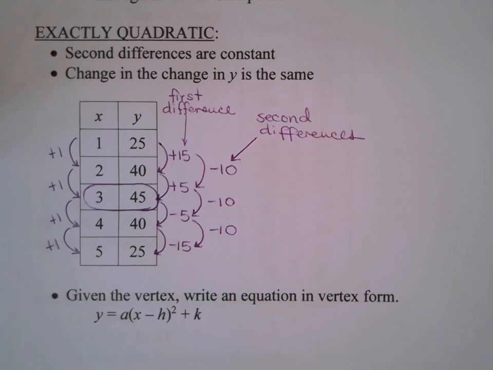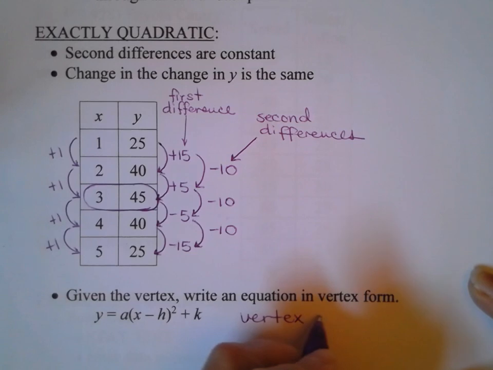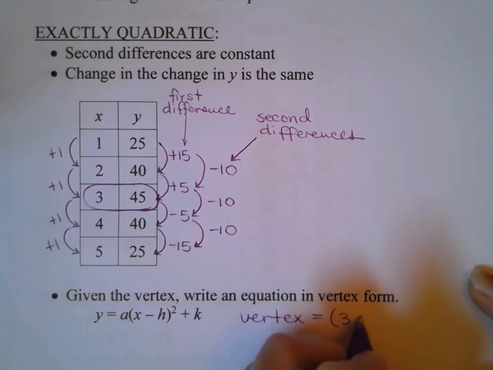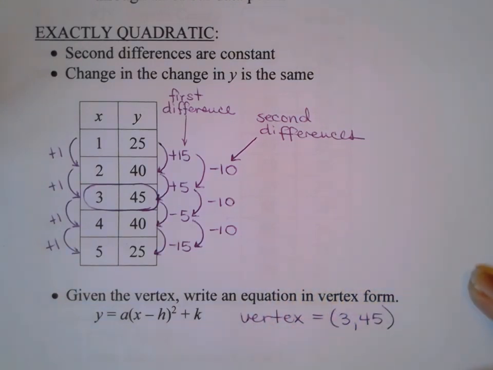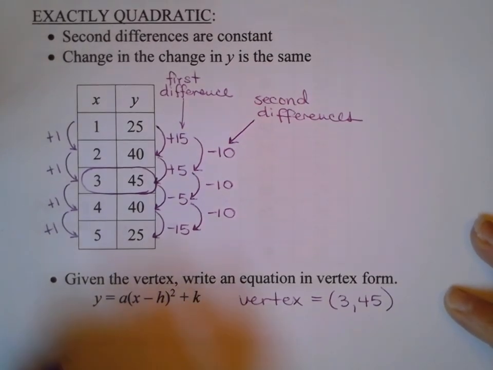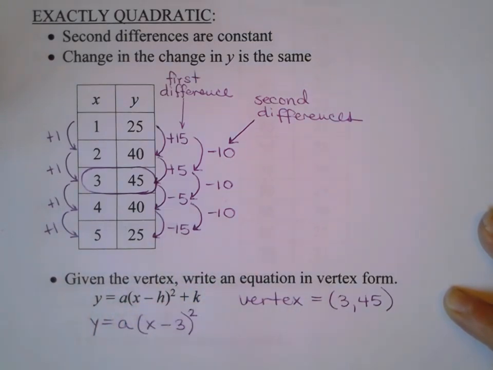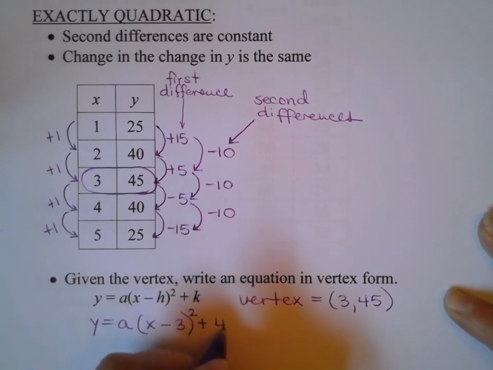And then we can look at the value for a and talk about how it's related to that second difference. Okay, so let me pencil in here that the vertex is the point (3, 45). And we can go ahead and put that in. So we have y equals a, we don't know a quite yet, but this is our h, the 3 here, and our k must be 45.